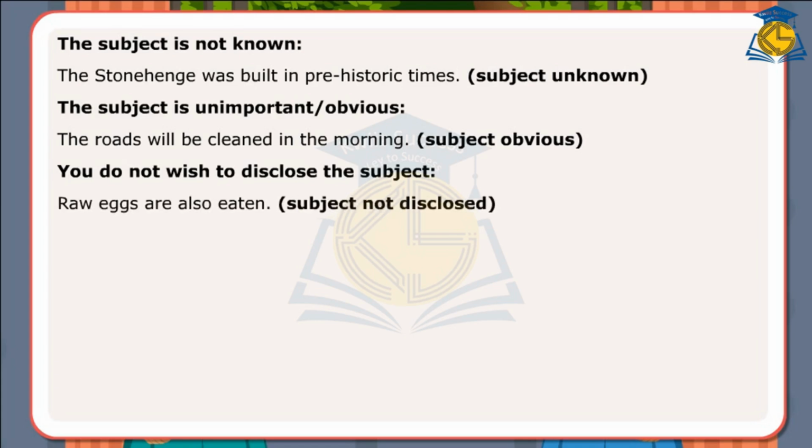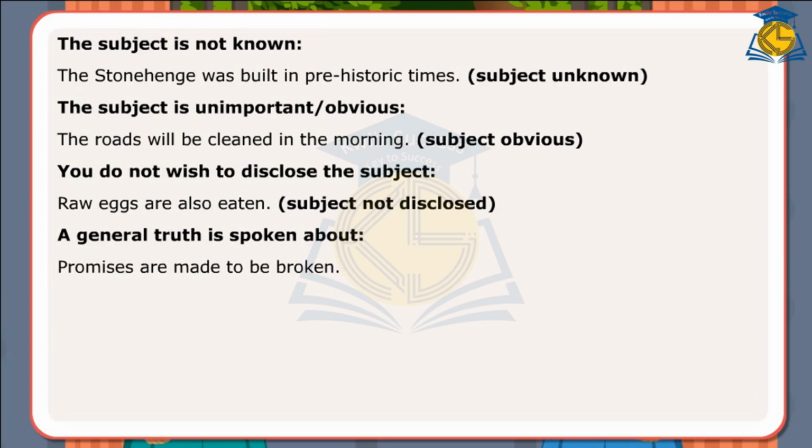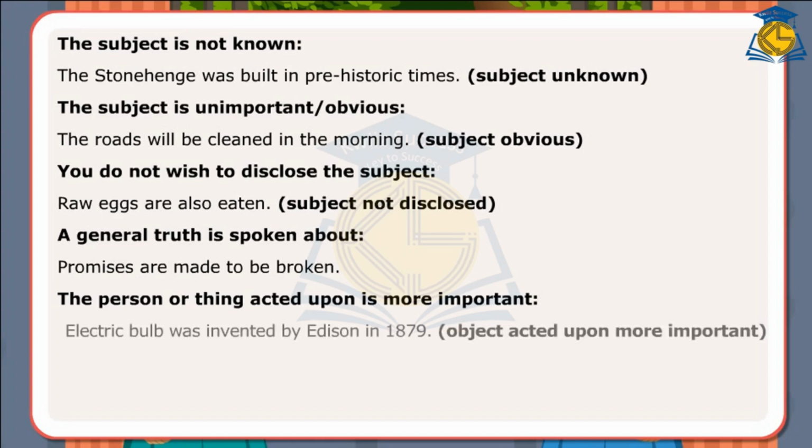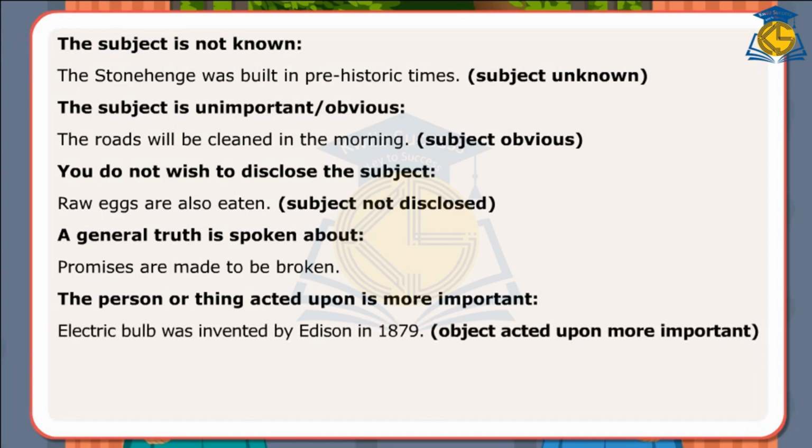Raw eggs are also eaten. Subject not disclosed. A general truth is spoken about. Promises are made to be broken. The person or thing acted upon is more important. Electric bulb was invented by Edison in 1879. Object acted upon more important.